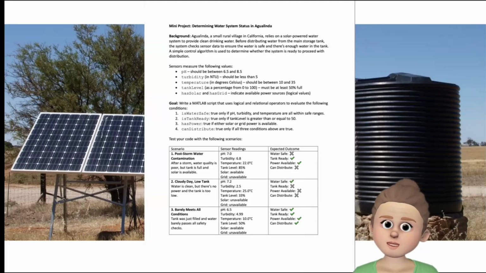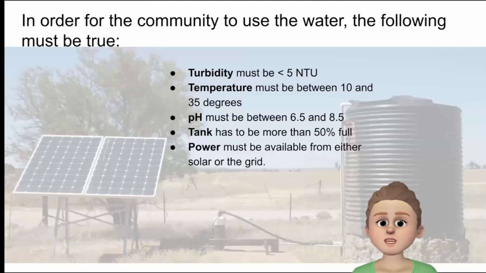So first, we are in our small rural village, relying on a solar-powered water system to provide clean drinking water because they are living off the grid. But before distributing the water, we need to make sure that the following conditions are true, all of them. So there's three related to water safety. First two we've already looked at a little bit. So the turbidity must be less than 5 NTUs. Our water temperature must be between 10 and 35 degrees. Our pH must be between 6.5 and 8.5.